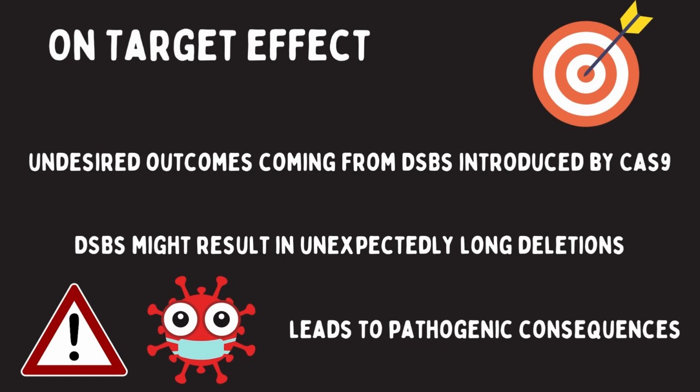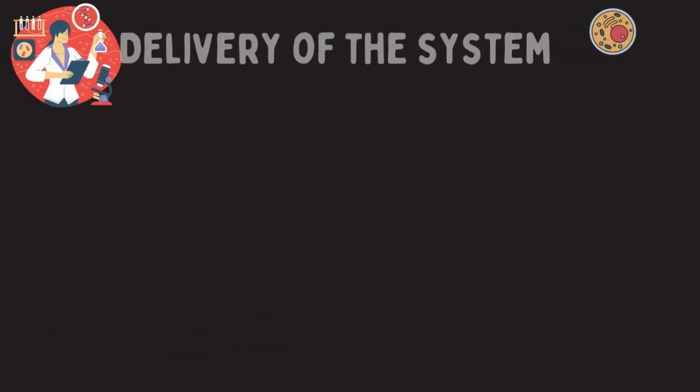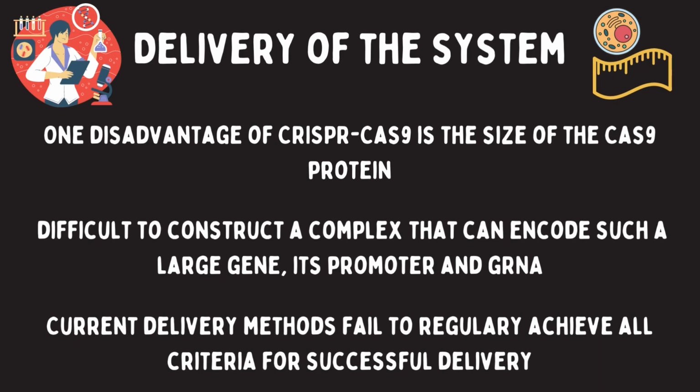In this challenge, while the complex does target the proper DNA sequence and cleaves it off, the created double-strand breaks sometimes result in unexpectedly long deletions, causing more complex genomic rearrangements at the targeted site that potentially lead to pathogenic consequences. Another challenge with the CRISPR-Cas9 system is issues with the delivery of the system.